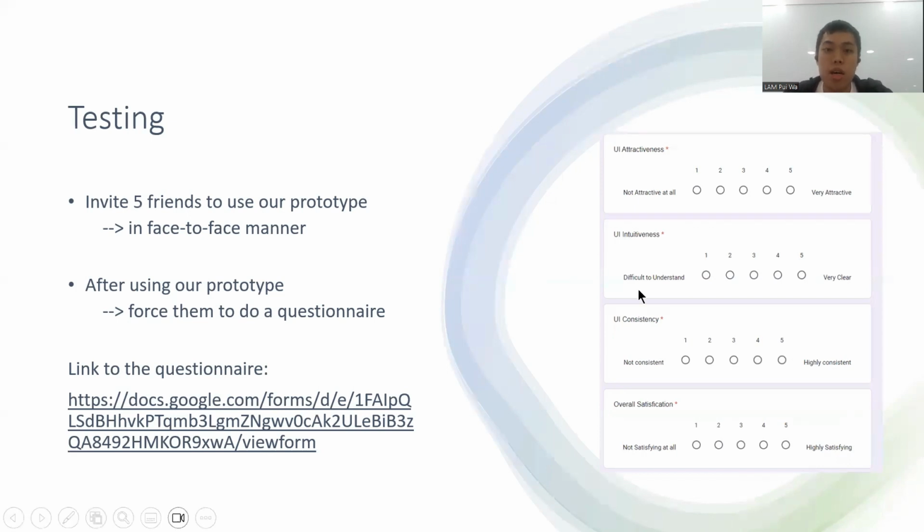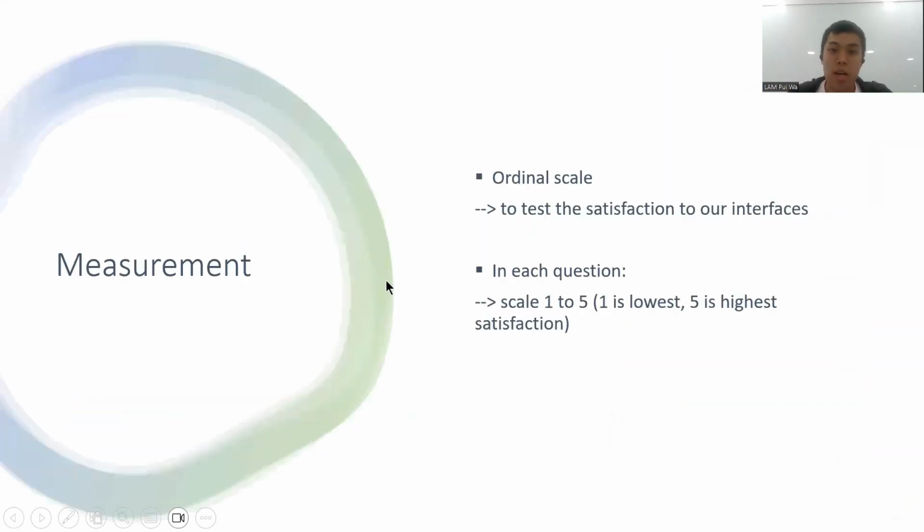On the right-hand corner, there are some sample questions of the questionnaire. Apart from asking them questions in an overall manner, we ask questions by modes. If you're interested, you can click the link to see the questionnaire. As you can see, we adopted ordinal scale measurements to test the satisfaction with our interface design. In each of the questions, we provided 5 scales, where 1 is the smallest extent and 5 is the highest extent towards the questions.